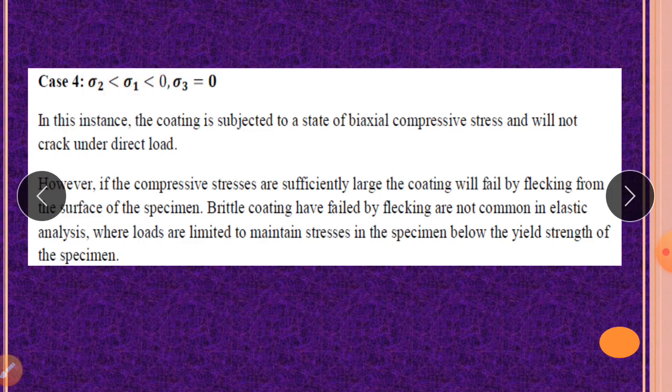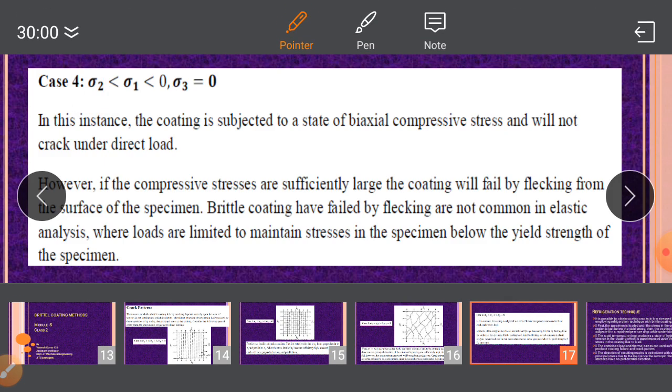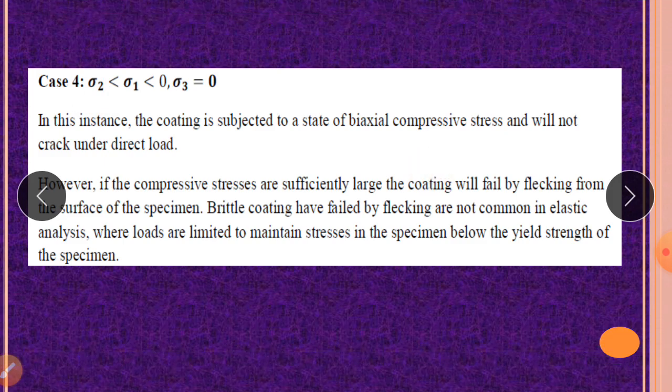Both are lesser than 0, means both are negative values, but sigma 2 is very low, sigma 1 is just some amount greater than sigma 2, but it's also a negative value, and sigma 3 is equal to 0. In this instance, the coating is subjected to a state of biaxial compressive stress. Till now we have seen the tensile stress, but in this case negative stresses are there, so it will be a compressive stress and will not crack under direct load. There is no crack going to be generated in this type of case.